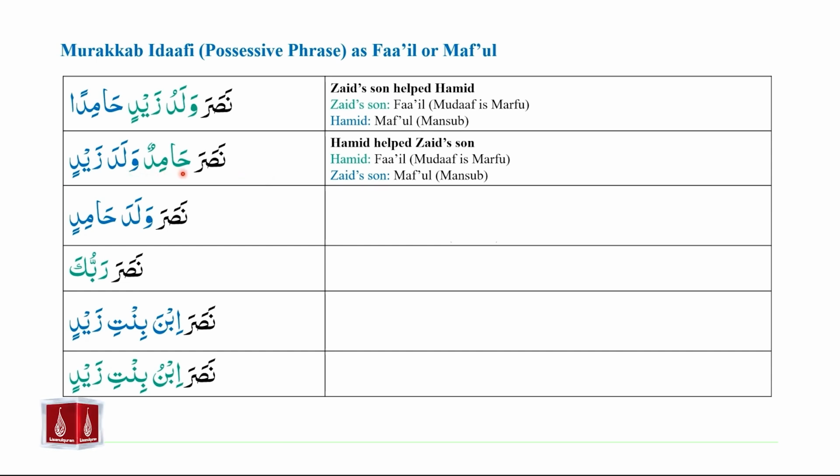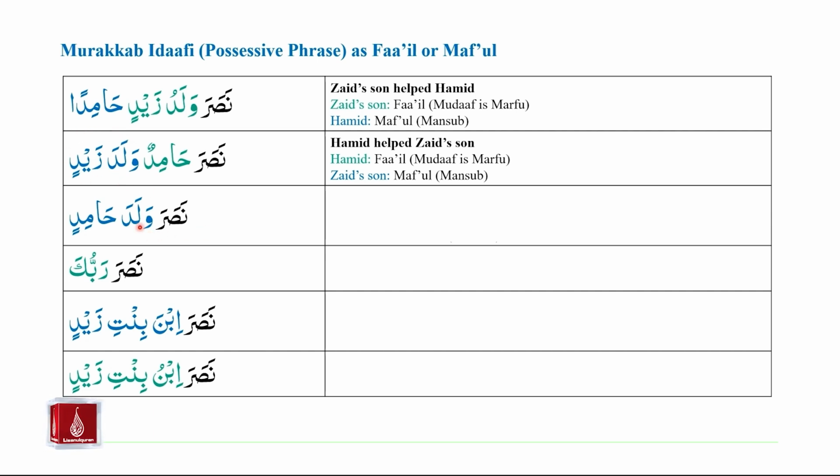Hamidun in this case is marfu, that is why Hamidun is fa'il or the one performing the action. Hamidun is the one who is helping. Walada Zaidin is the murakkab izafi or possessive phrase. Walada Zaidin is mansoob because the mudaf walada is mansoob, and that will make the entire murakkab izafi mansoob.